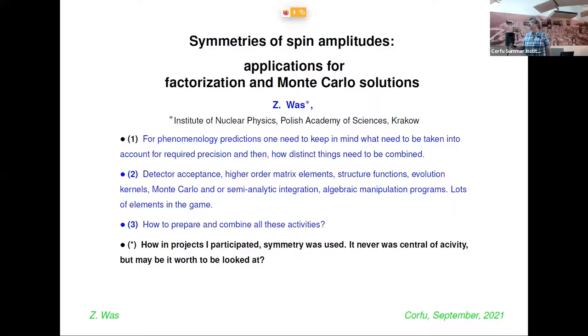So you need to combine a lot of things from the point of view of detectors, higher orders, and things like that. So there is always a question how to combine these different aspects of work. In a project I participated in, I would like to say something about how symmetry was used there. Unfortunately, it was never a central part of the activity, but maybe at the end it's worth saying a few words, because it provided some solutions to some challenges.